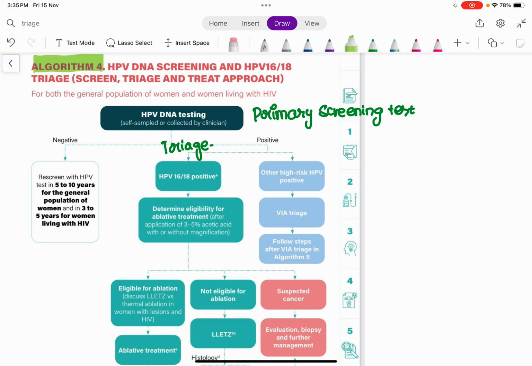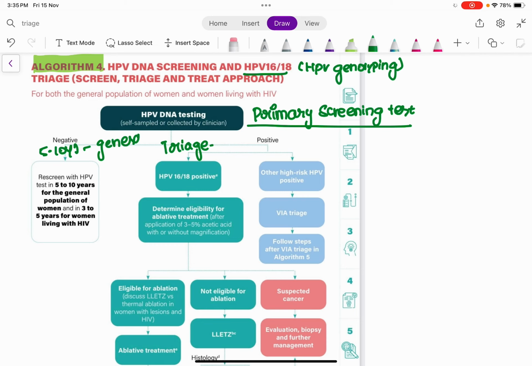they have given HPV DNA screening and HPV 16-18 triage. So HPV DNA test screening is actually the primary screening test. And HPV 16/18, which is actually the HPV genotyping, is the triage test. So once you do the HPV DNA test, the reports can be either negative or positive. If it is negative, repeat the HPV DNA testing after 5 to 10 years in the general population and after 3 to 5 years in HIV positive females.